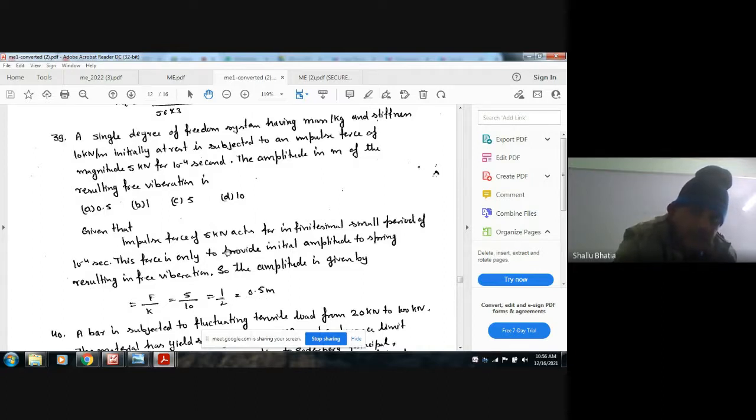When a pulse of 5 kilonewton acts for an infinitesimally small period of 10 power minus 4 seconds, this force is only to provide the initial amplitude. When we take a swing, we just apply the force and then release it. Then the force is F and deflection is given to the spring, and then it starts vibrating like that. So the initial deflection corresponds to this F. That will be F by K, and 5 by 10 is equal to 0.5. So the answer is A.